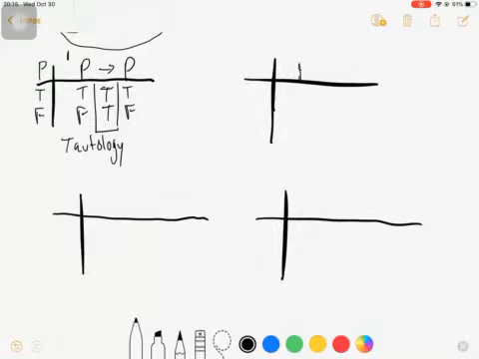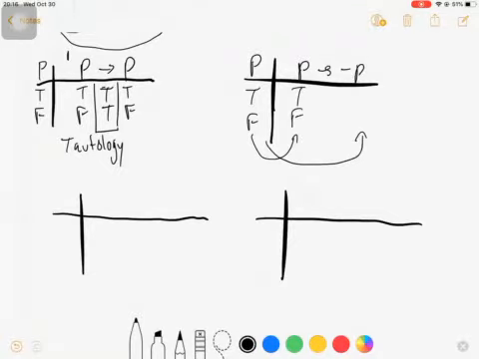Now let's do P arrow not P. Again, we only have one letter to worry about, P. Fill it in, bring everything over. But notice that we have a negation here. That means that before we can fill in the main operator, which is the arrow, we need to flip all the signs on this side due to the negation. So that becomes an F, and that becomes a T. And then what we compare is this column and this column.